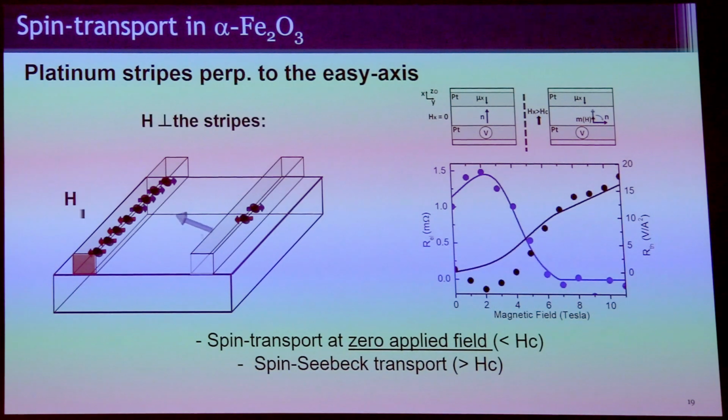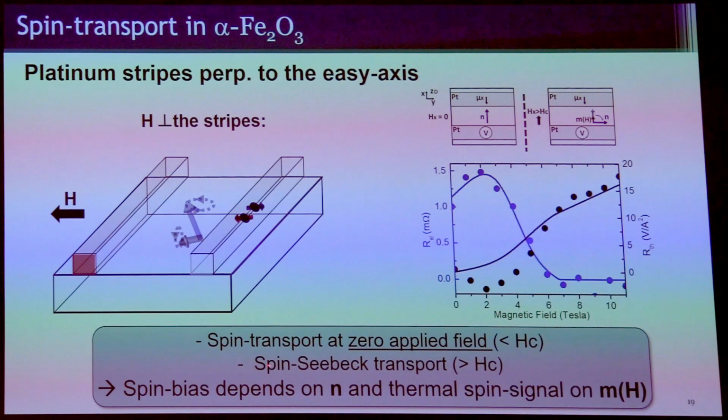Then we apply a field again along the direction of the z-axis, and we will induce the spin flop field. Above the spin flop field, we do not detect any spin bias signal because the Néel order is perpendicular to the direction of the spin accumulation, but we start seeing this spin-Seebeck signal because we have a small canting along the direction of the spin accumulation. So it really indicates that the spin bias signal is really related to spin injection along the direction of the antiferromagnetic order, while the spin-Seebeck signal is generally, at least in terms of symmetry, related to the field-induced magnetization.